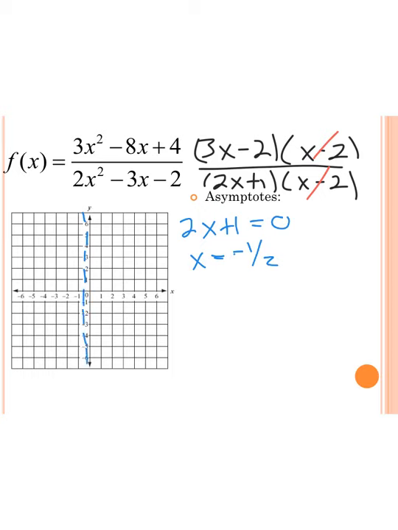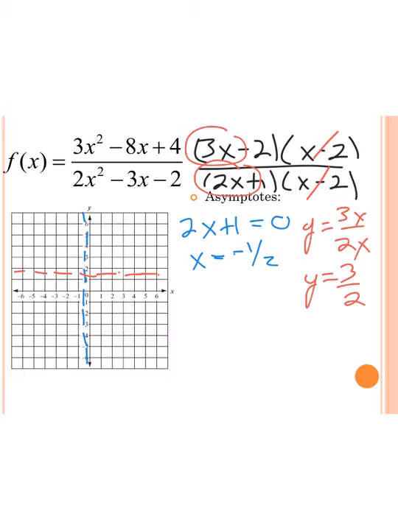For my horizontal asymptote, I want to look at my biggest terms. So I have a 3x and a 2x. They both have degree 1, which means I'm going to write it as a ratio, 3x over 2x. And if I simplify that, we get 3 over 2. Okay, I'm going to go ahead and graph that as well. So that's about 1.5, right? Something about here. Now I'm going to try and find my intercepts.